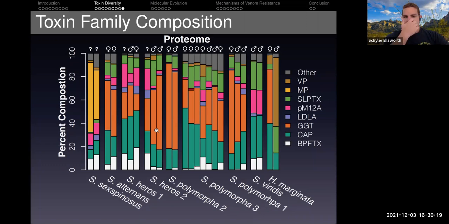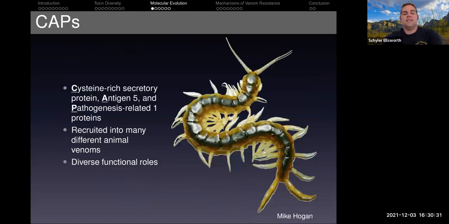And there was one venom family that I wanted to focus on a little bit more, which are these CAP proteins shown here in teal. These CAP proteins stand for cysteine-rich secretory protein, antigen 5, and pathogenesis-related proteins, which is why we just call them CAPs instead of having to say that every time.